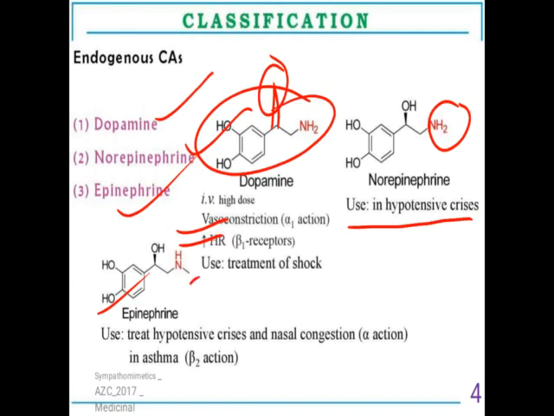Then epinephrine, where CH3 is there, so it is more active towards beta 2, or it has similar kind of activity against alpha as well as beta. So it is useful in the treatment of hypotensive crisis as well as nasal congestion, due to the alpha agonist activity. And we know beta 2 causes bronchodilation. So in case of asthma, beta 2 drugs can be used. Similarly, epinephrine can be used in the treatment of asthma as a bronchodilator due to the activity on the beta 2 receptor.